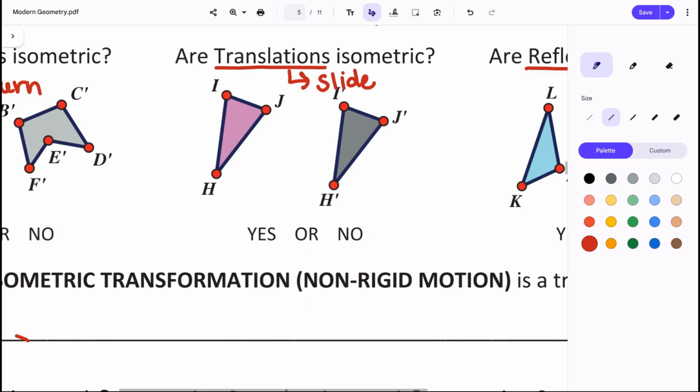Both of those things would be a translation because it's not changing the overall orientation of my shape. My shape is kind of staying in the same position. Again, would you guys agree that those triangles look like they're the same triangle, same size? Yes. Yeah, so I think translations are also going to be isometric.